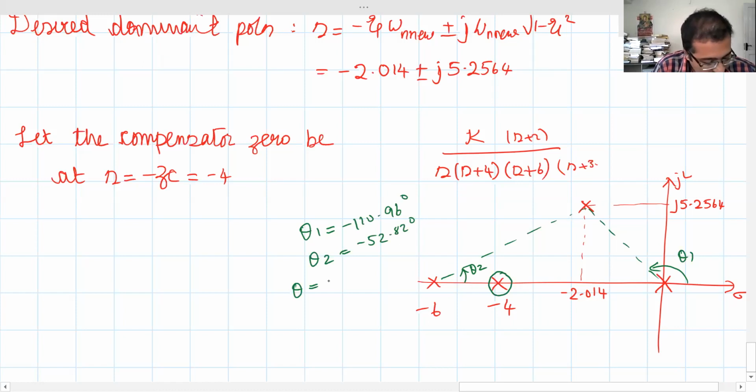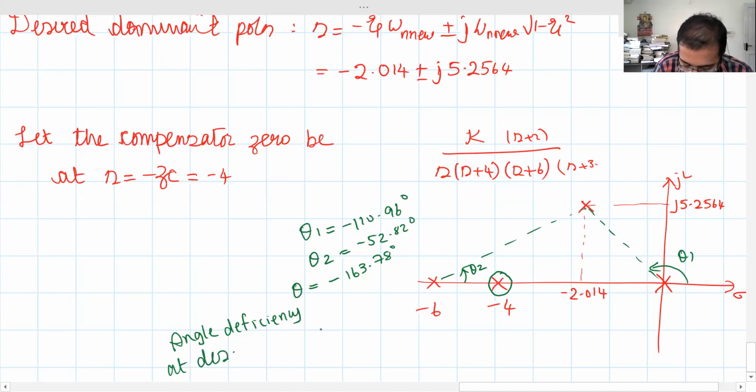So what is the net angle at the desired dominant pole? It will be θ1 plus θ2, that means minus 163.78 degrees. It is not plus or minus 180, which means right now it is not on the root locus. So how much is the angle deficiency? The angle deficiency at the desired dominant pole will be minus 163.78 plus 180, that means 16.22. It has to be made 0, so the angle contribution needed is minus 16.22.